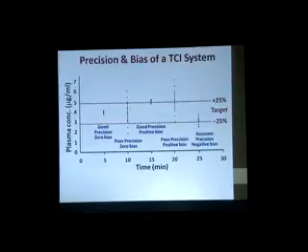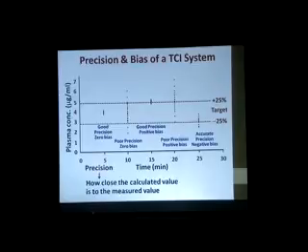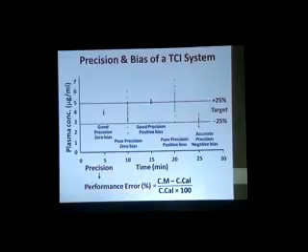Just the last slide about precision and bias. What is precision? Precision is how close the calculated value is to the measured value. And you have to take into account the performance error, which occurs with these machines. What is bias? It is over- and underestimation of measured values.